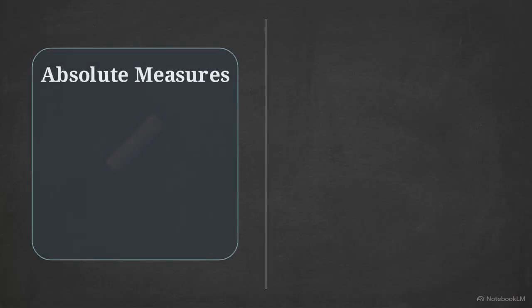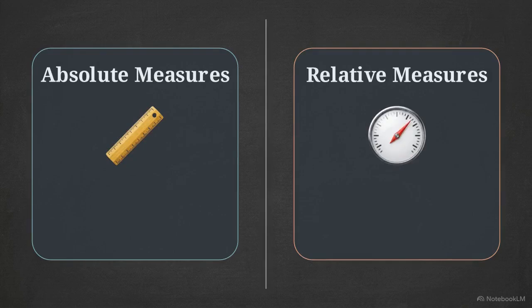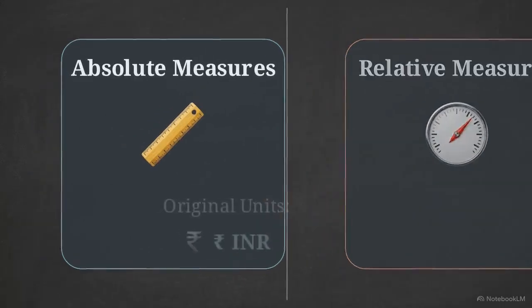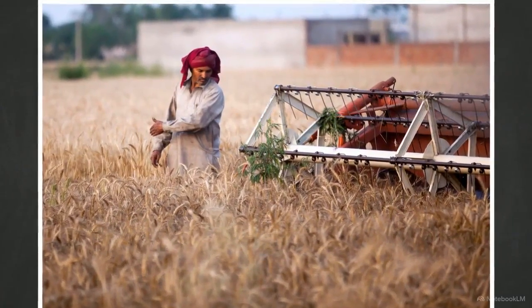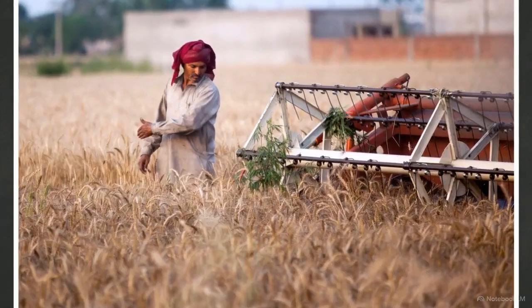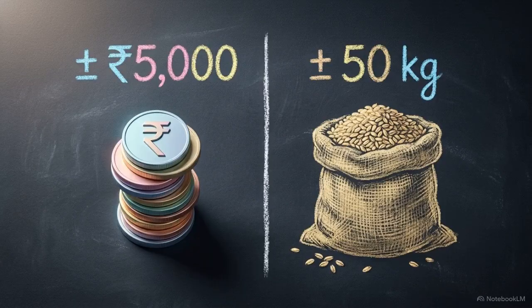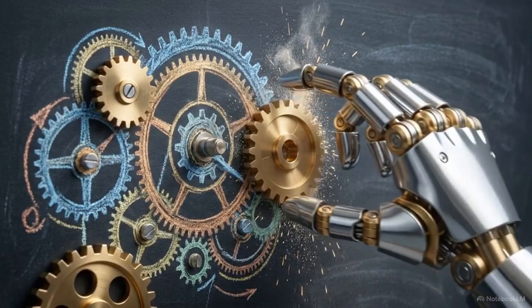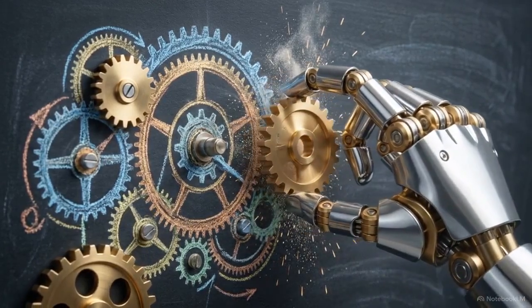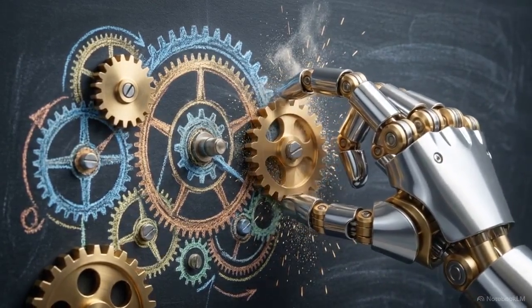These tools fall into two distinct categories: absolute measures and relative measures. Absolute measures calculate risk in the exact original units of the data. If you are analyzing a portfolio in rupees or a crop yield in kilograms, the absolute dispersion is expressed in those exact same rupees or kilograms. Mastering risk assessment involves understanding the mechanical flaws these equations were designed to overcome, rather than simply memorizing the formulas.